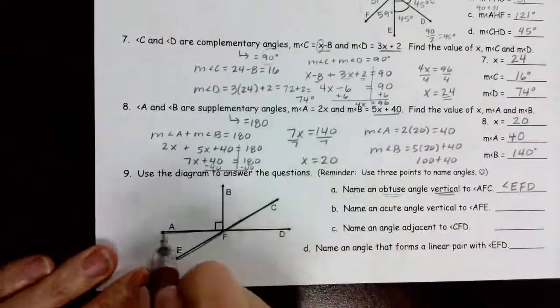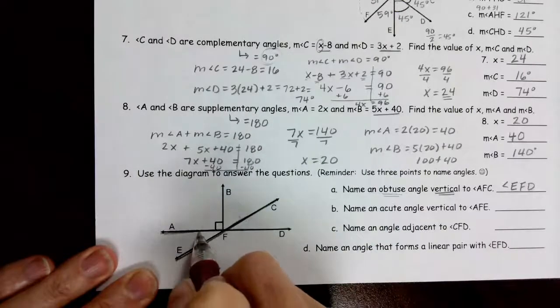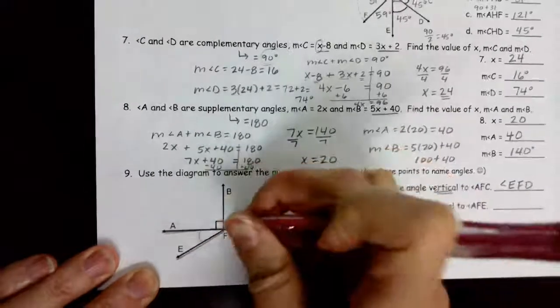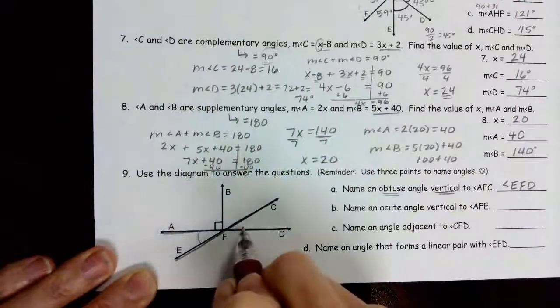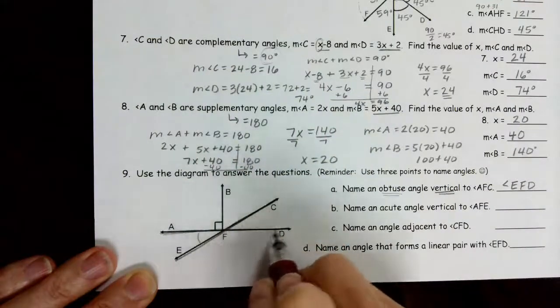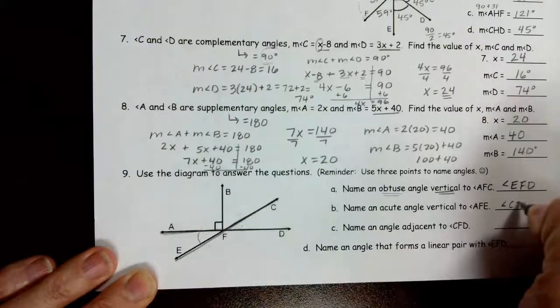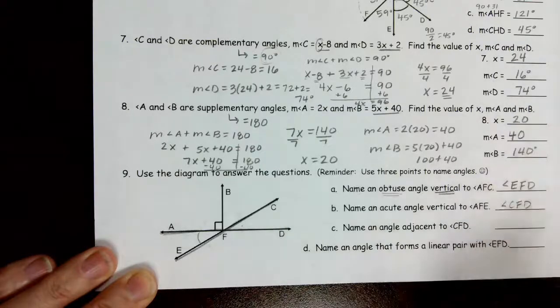The next one says, name an acute angle that is vertical to angle AFE. Well, angle AFE is this angle right here. It would be vertical to which angle? It's across from here, which is angle CFD. CFD, or I could call it DFC.